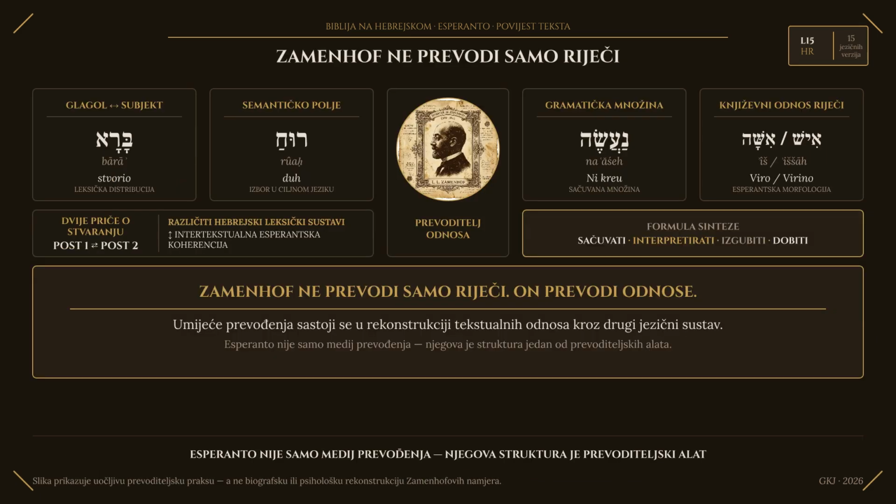Ultimately, Zamenhof does not just translate words, he translates relationships. He reconstructs the interconnectedness of texts, using the specific structural tools of the Esperanto language, making his translation a vehicle for these deeper patterns.